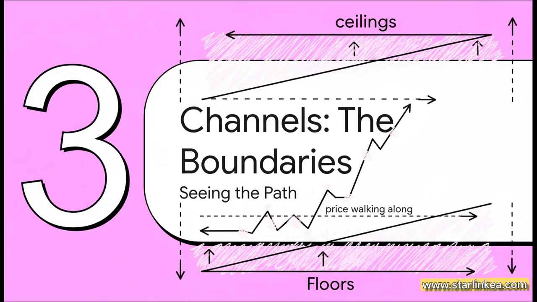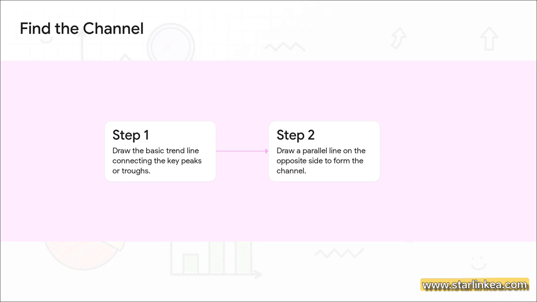So what happens when we combine these two ideas, the trend and the floor and ceiling? Well, you get something incredibly useful: a channel. By connecting these support and resistance levels, we can actually see the path that the price is walking on. And hey, you can do this yourself. It's a super simple two-step process. First, you draw your main trend line connecting the lows in an uptrend or the highs in a downtrend. Then, you just draw a parallel line on the other side. And boom, you've just mapped out the channel.